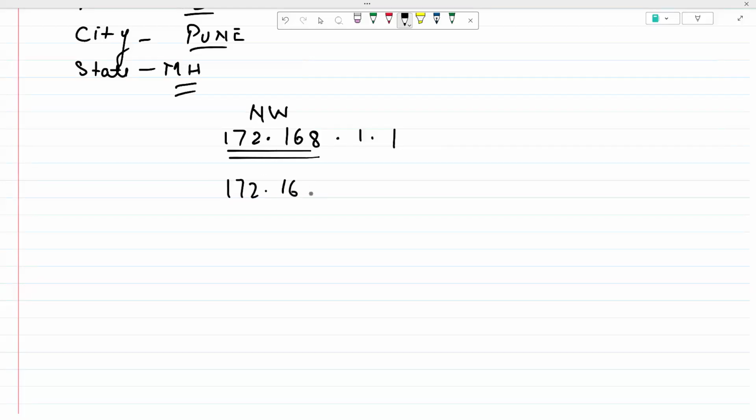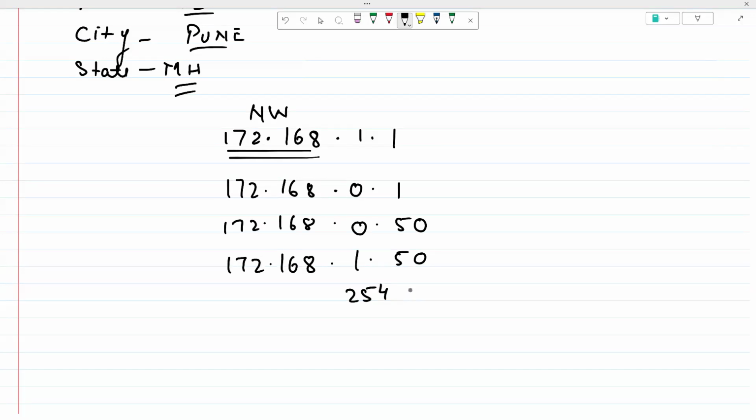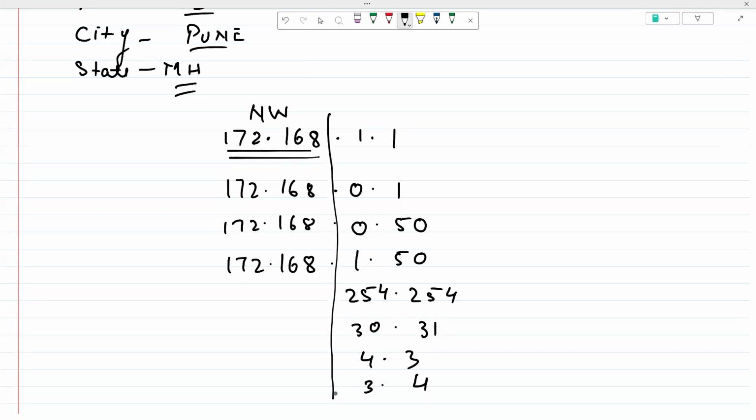So 172.168.0.1, 172.168.0.50, 172.168.1.50, or this can be 254.254. It can be 30.31. It can be 4.3 or 3.4, anything. So here what is happening? The first two octets remain the same. The last two octets keep on changing. That is called as a host part in class B. The last two octets are called as the host octets. The first two octets are called as the network octets.